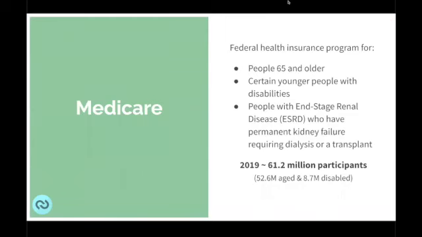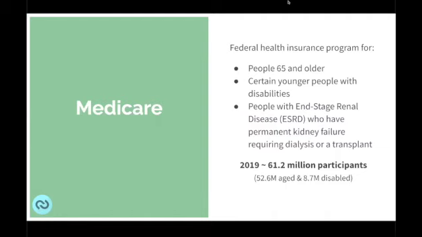So we'll start with Medicare. Medicare is a federal program. It is for individuals that are 65 and older, but it also includes some under the age of 65 with certain disabilities. And it also includes individuals with end-stage renal disease, so ESRD, who have permanent kidney failure and require dialysis or a transplant. So there are very, very clearly defined rules as to who's included and who's not, which disabilities are included and which ones aren't. But in general, these are the three categories of people that are covered by Medicare.